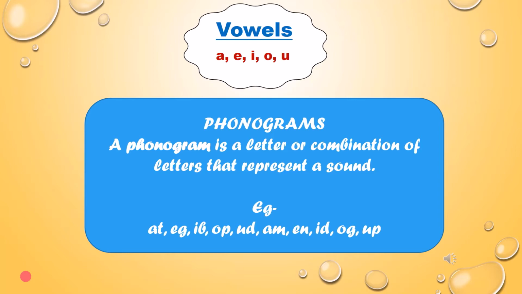My lovely kids, the vowels are A, E, I, O, U and other letters are consonants. The vowels are very easy. You can learn them on your fingertips like A, E, I, O, U. And phonograms. The phonograms are a letter or combination of letters that represents a sound. Example: at, up, am, and many more.